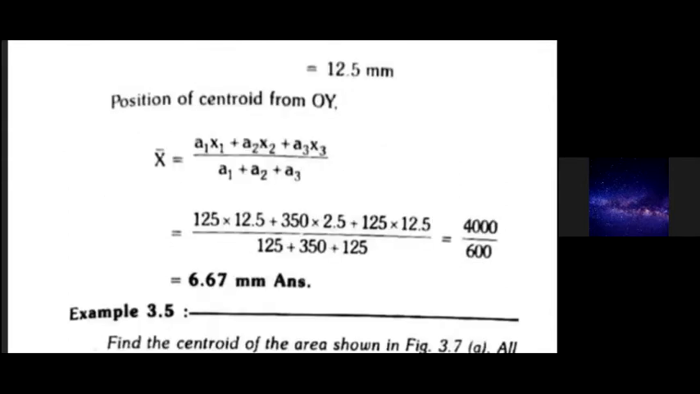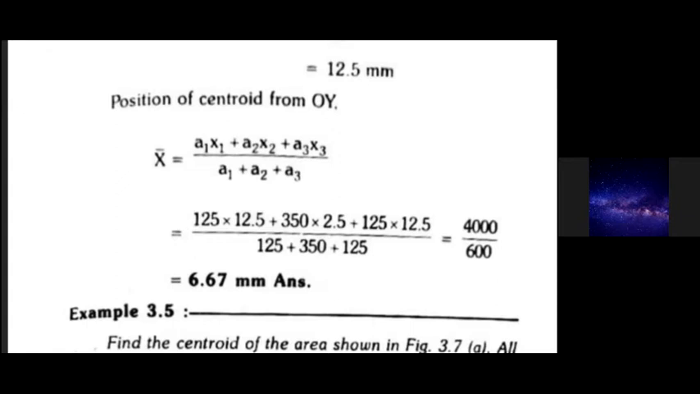So the general formula is x bar is equal to sigma ax by sigma a, consisting of 3 components. So here x bar is equal to a1 x1 plus a2 x2 plus a3 x3 by a1 plus a2 plus a3. Just substitute all values and calculate. So here 125 into 12.5 plus 350 into 2.5 plus 125 into 12.5 by 125 plus 350 plus 125. After simplifying, we'll get 6.67 mm.